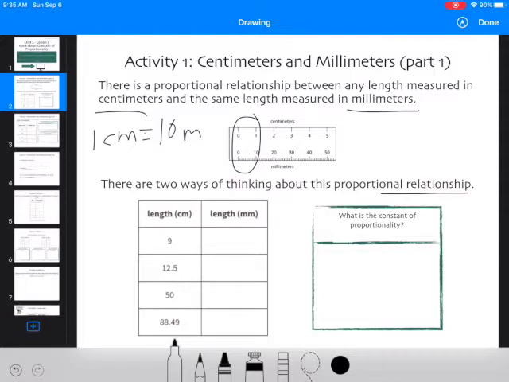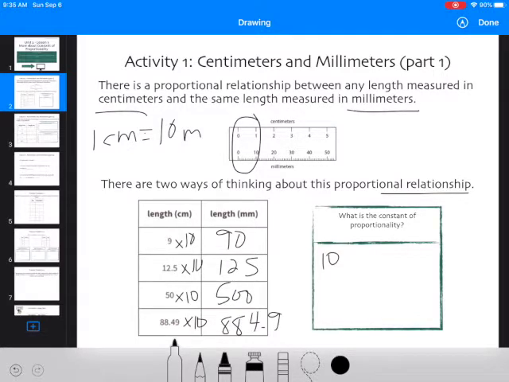So if I wanted to figure out what 9 centimeters is, I'm going to multiply by 10. So I get 90. I'm going to multiply by 10 and I get 125. Multiply by 10 and I get 500. Multiply by 10 and I'm going to get 884.9 millimeters. So what is the constant of proportionality? What did I multiply by each time?